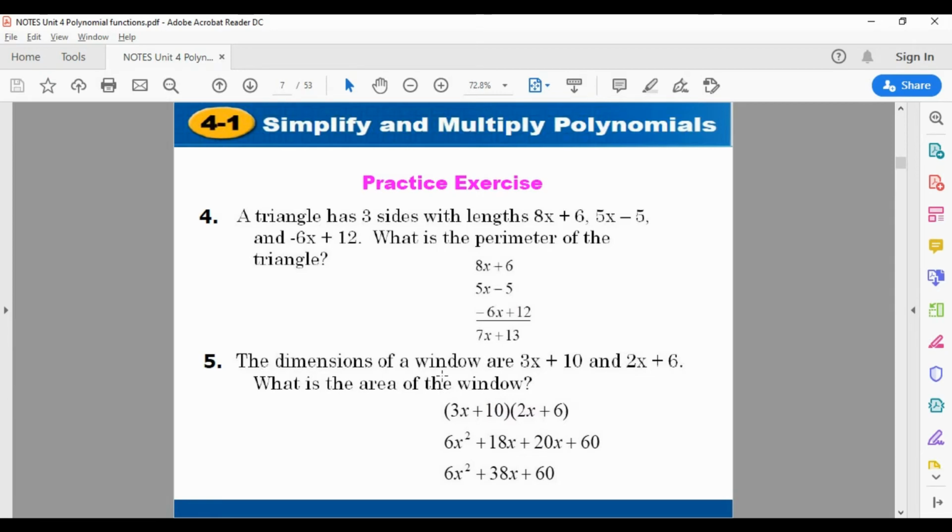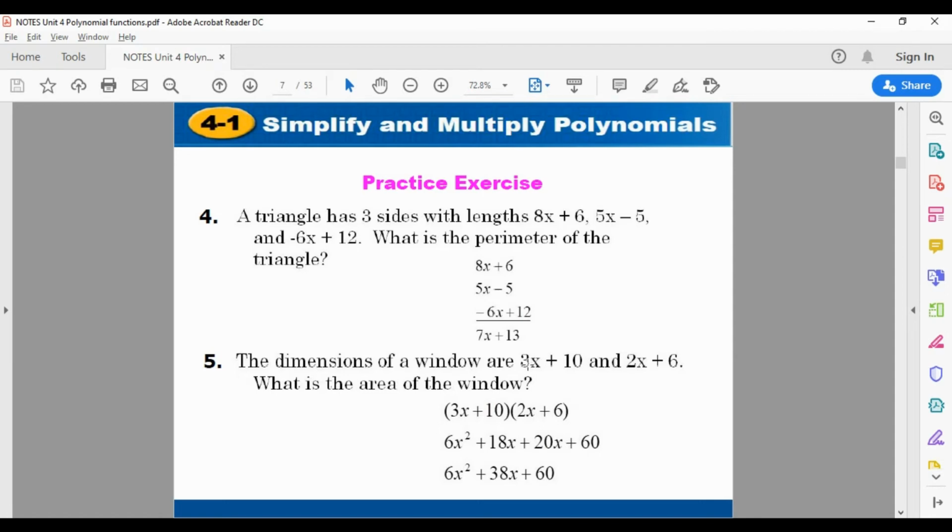Similar idea here. The dimensions of a window are 3x plus 10 and 2x plus 6. I don't know where these numbers came from. I don't know why they fall into these particular constraints, but for now we just have to operate under the assumption that they do. As we advance in math, we can see why these numbers come up the way that they do a little further on. But let's just assume that we are operating under these constraints, and I want to know what the area is.